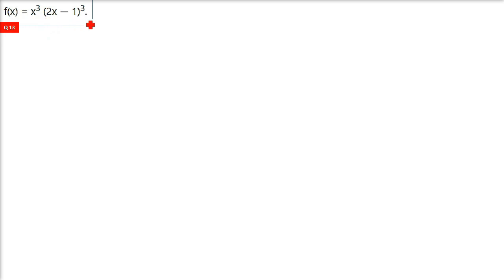X cube into 2x minus 1 whole cube. Now this is quite a straightforward differentiation, and we will use our knowledge of differentiation. I'm using the product rule. So x cube, 2x minus 1 whole cube, differentiation will be 3, 2x minus 1 whole square, and differentiation of 2x minus 1 will be 2. And 2x minus 1 whole cube will remain like that. Differentiation of x cube will be 3x square.